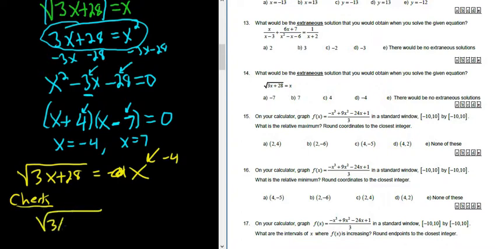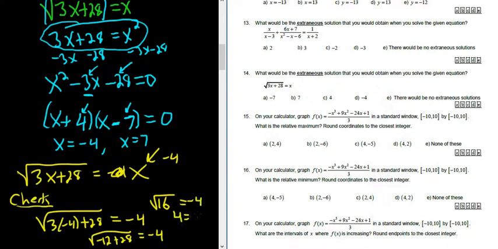So 3 times negative 4 plus 28, and that's equal to negative 4. So this is negative 12 plus 28 equals negative 4. Negative 12 plus 28 is 16, so you get the square root of 16 equals negative 4. So you get 4 equals negative 4. Fail. There, that's no good, right? So negative 4 does not check, and that's what we wanted, right? That's the extraneous solution. So I hope that made sense.